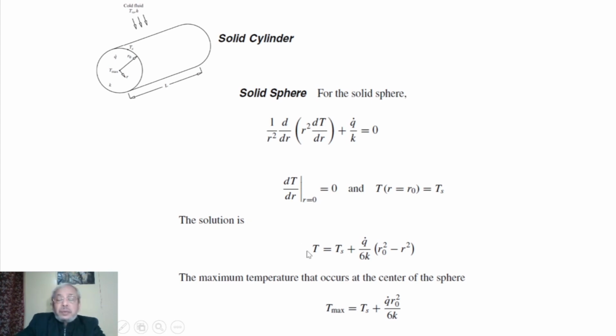So the solution will be T(r) equal to Ts plus Q star by 6K into R naught square minus r square. And again the maximum temperature occurs at the center. So if we substitute r by 0, we get the maximum temperature, which is Ts plus Q star R naught square by 6K.